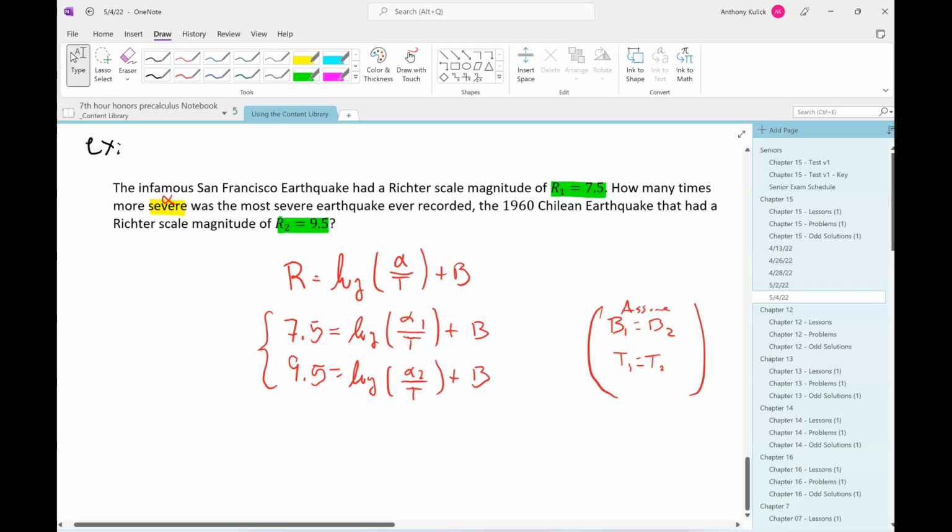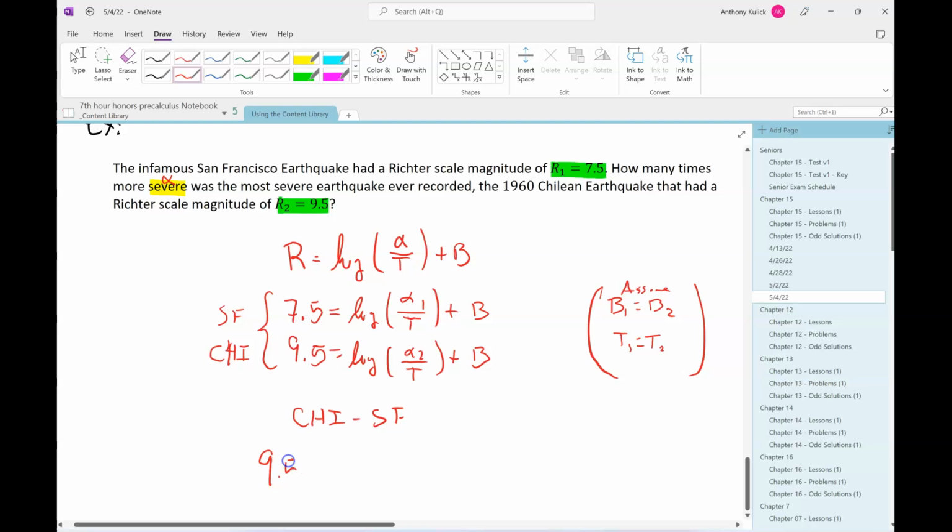Anyways, that's what we're going to do. We're going to assume those two things are equal. So if I call these equations SF and CHI, and I want to solve this system, I would take the Chilean earthquake and subtract the San Francisco earthquake from it. I'm going to choose to do it in that order because I want to make sure that my equation equals a positive. That maybe isn't always what you'd want to do, but I'm guessing that most of the time that's probably the better option there.